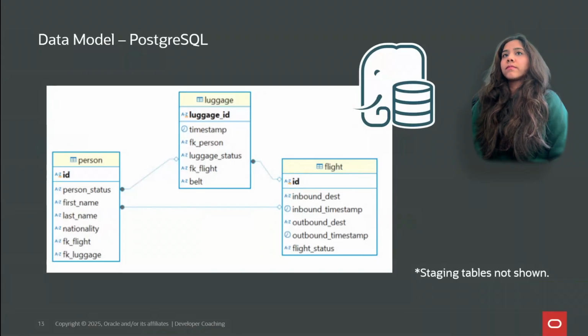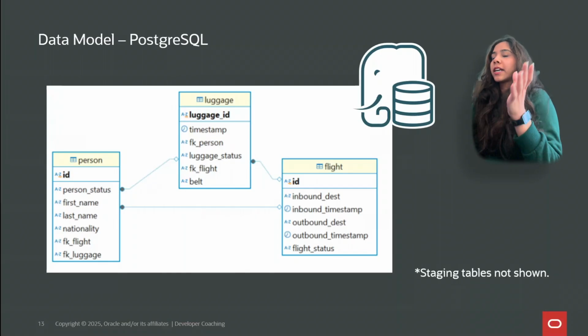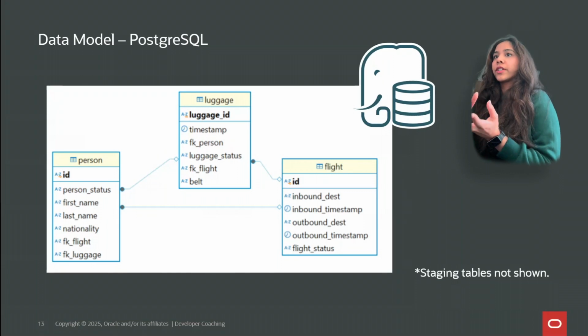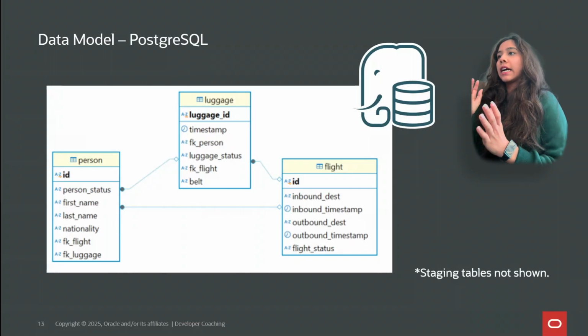So this is the relational data model for Postgres, which structures the data into 3 entities, like I mentioned before: person, luggage, and flight. So this ensures that all of the data is well organized and easily accessible. So the first table on the left is the persons table, and this stores passenger details such as the first name, last name, nationality, and also the flight information. And it helps us to link the passengers both to their luggage and also to their respective flights.